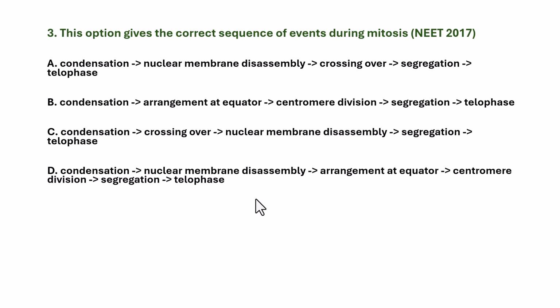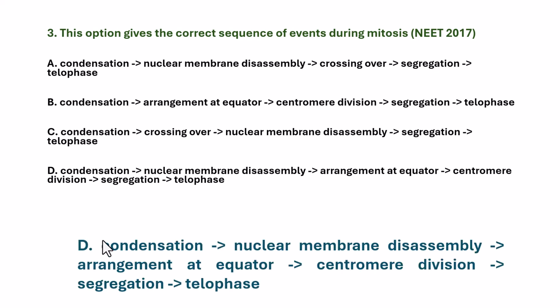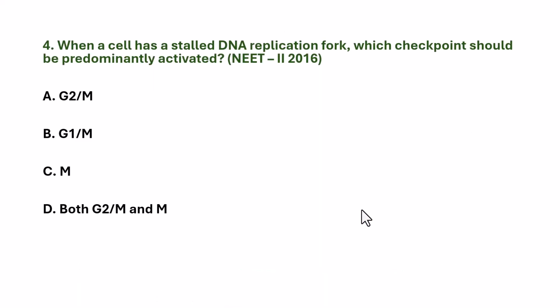Friends, if you want some more time to solve these questions, you can pause my video or go back to the different questions and solve them. Take your time and properly solve these questions, okay? So the answer is D: condensation, then nuclear membrane disassembly, then arrangement at the equator, then centromere division, then segregation, and then the stage telophase. Okay, now let's move to the fourth question.